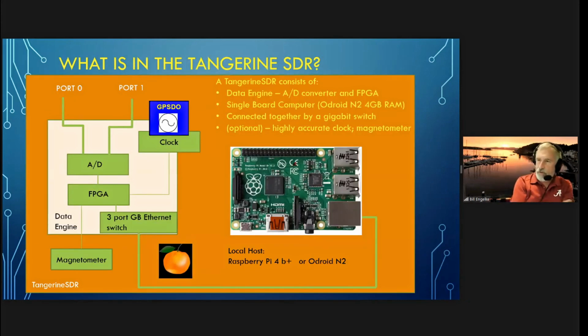What is in the Tangerine itself? You've seen a lot on this, so I won't belabor it very much. Suffice it to say that on the left is the data engine piece. We'll have port 0 and port 1, two antenna connections, and the A to D converter to the FPGA, which you turn on and off to begin collecting data. It's connected by a 3-port gigabit Ethernet switch to a local single board computer. So what I'll be showing is the software that runs on this single board computer.